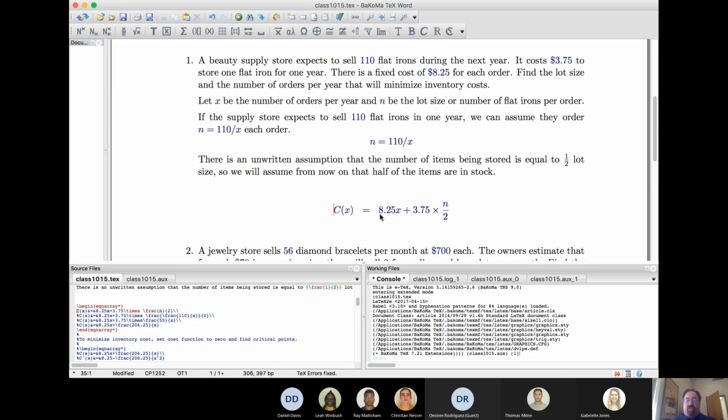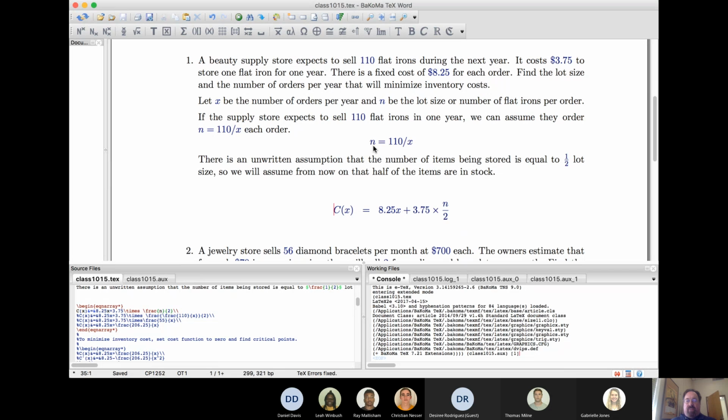So here's our cost function in terms of these quantities that we don't yet know. Every time you order x number of orders, then you're paying $8.25. So that's that part right here. That's the ordering cost. Here is the storage cost.